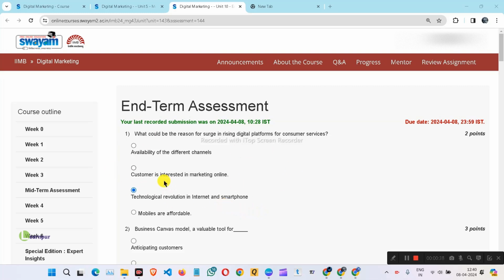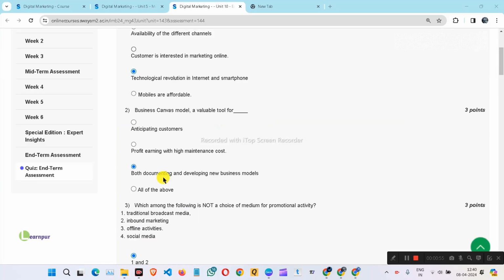As you can see here, in the first question, they are asking what could be the reason for the surge in rising digital platforms for consumer services. The answer will be option C, technological revolution in internet and smartphone. For question number 2, business canvas model a valuable tool for? The answer will be option C, both documenting and developing new business models.